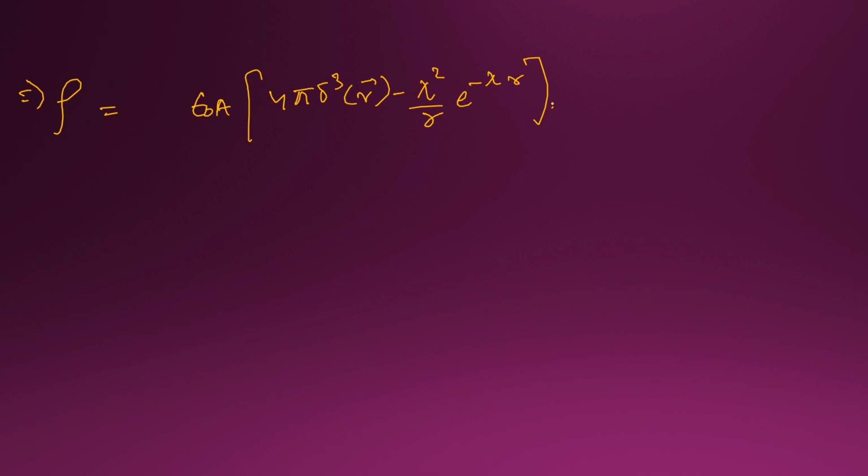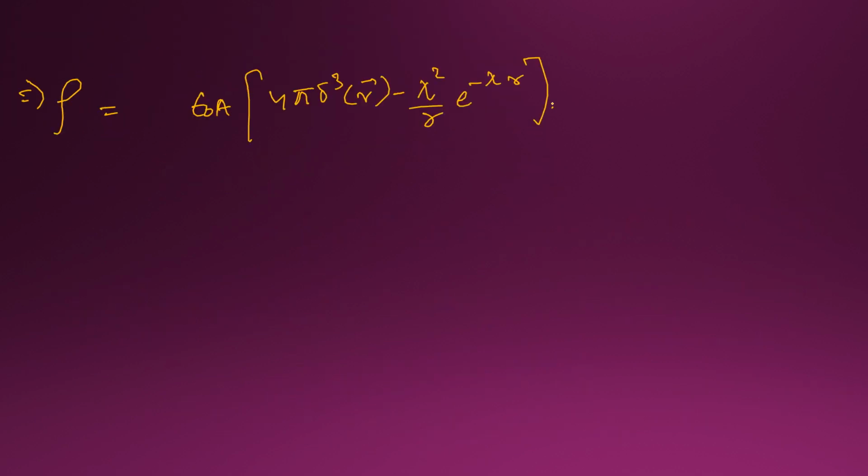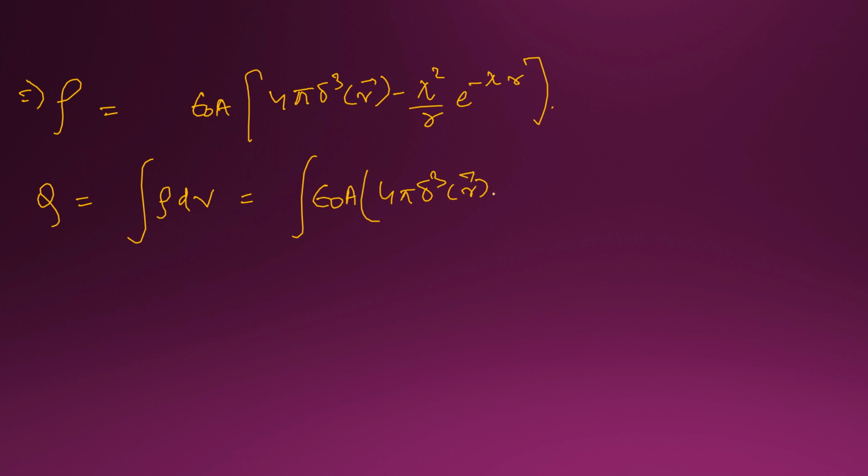Now charge is asked also. Yeah, charge is asked. Total charge will be Q equal to rho dV. So this one again, put everything here: epsilon A, 2 pi del Q R minus lambda square by R equals minus lambda R dV.